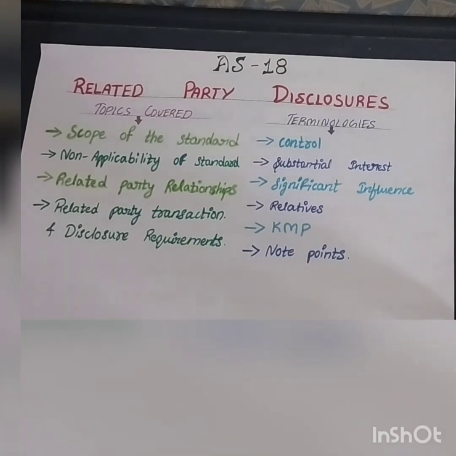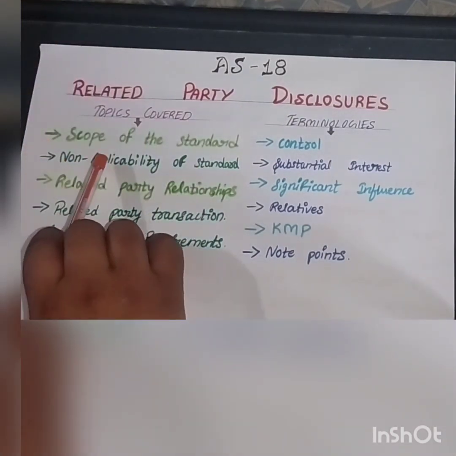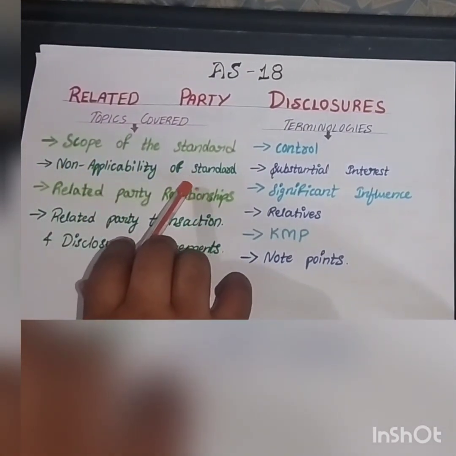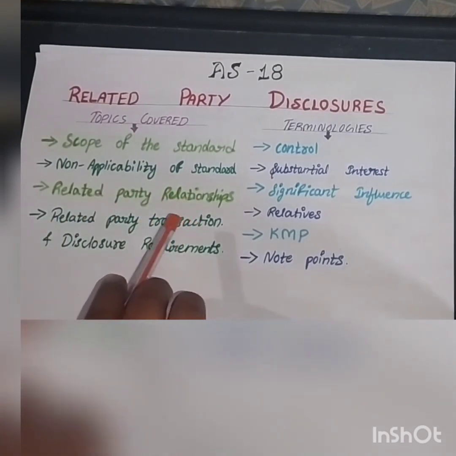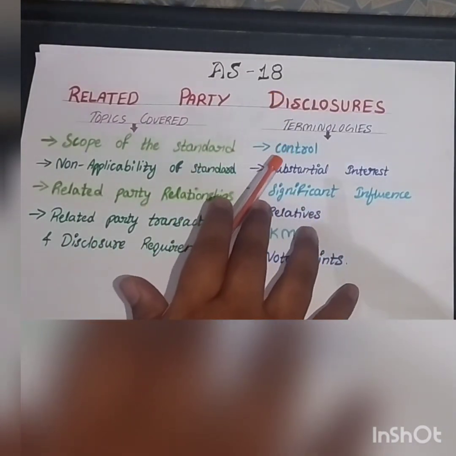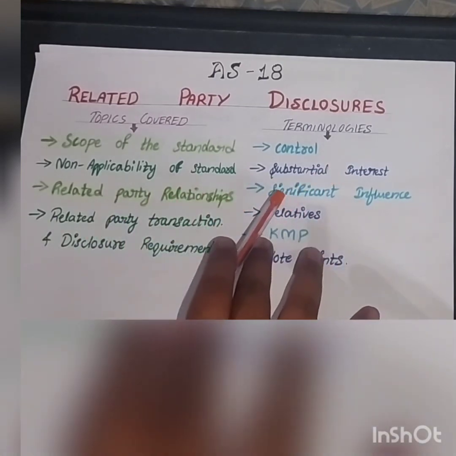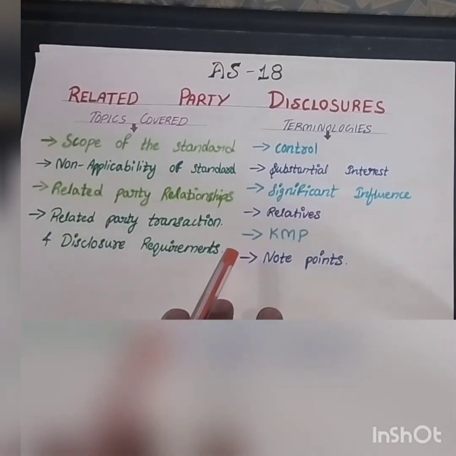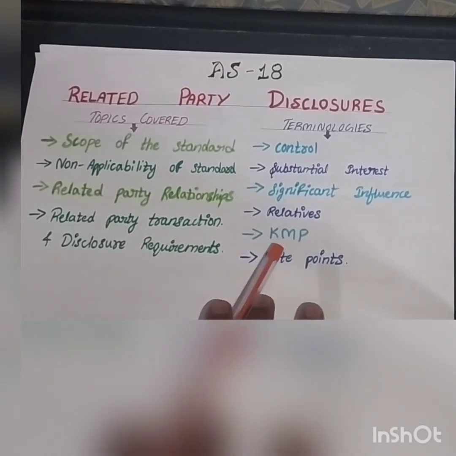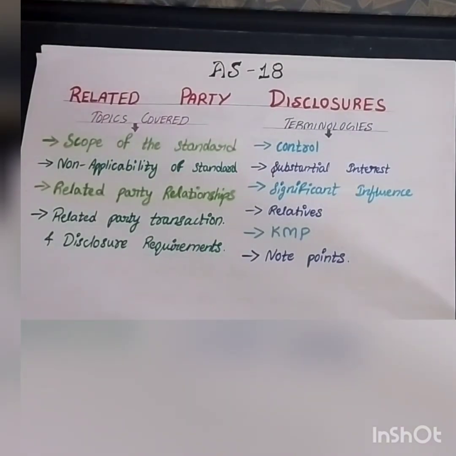So the topics covered in this lecture are scope of the standard, non-applicability of the standard, related party relationships, related party transactions, and also disclosure requirements. And also we are going to understand the terminologies of control, substantial interest, and what is meant by significant influence, relatives, the term KMP, which means key managerial personnel, and a few other note points. Okay, so let's get started.